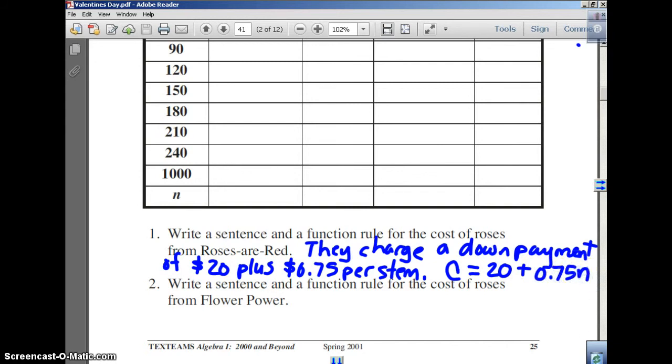All right, good. I want you guys to do number 2 on your own. Do the same thing, but I want you to do it for Flower Power.